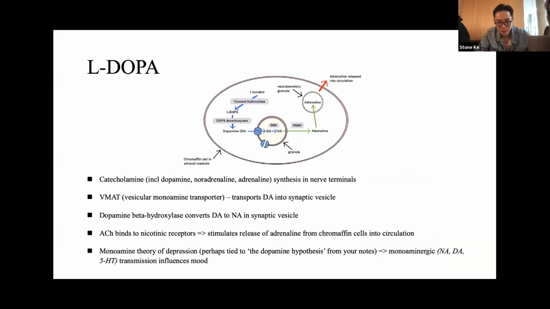This is the last slide again. Last thing to say is just the monoamine theory of depression, just the fact that there's a chemical basis for depression, basically. Different levels of neurotransmitters can be influencing mood. So that's it. And with that, I think that is the last slide.